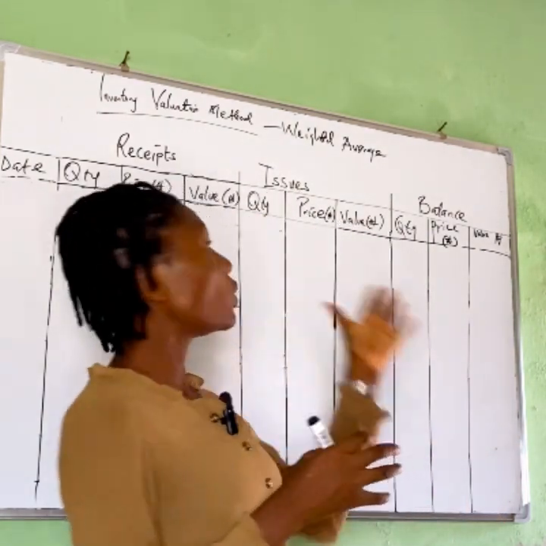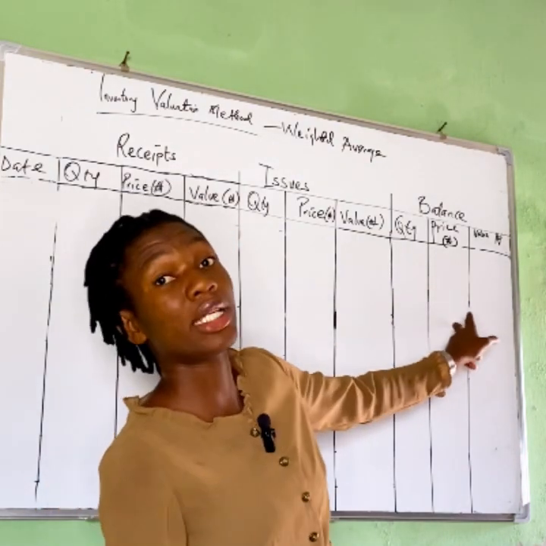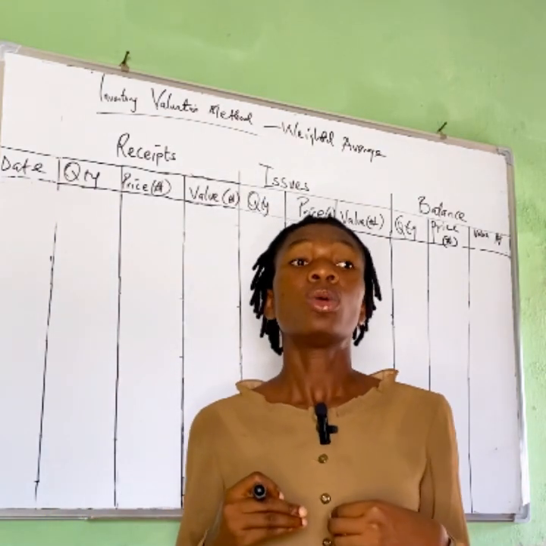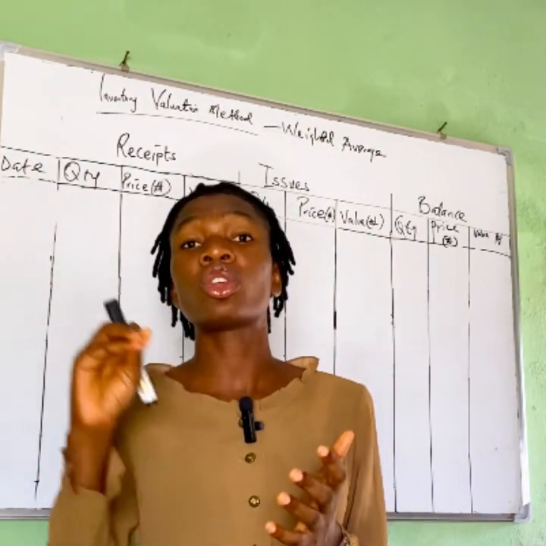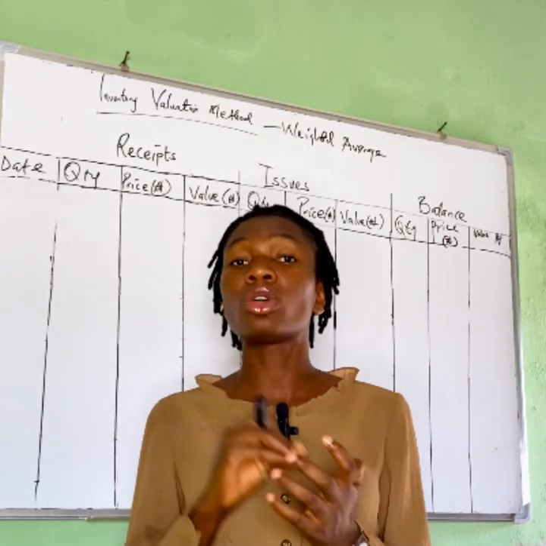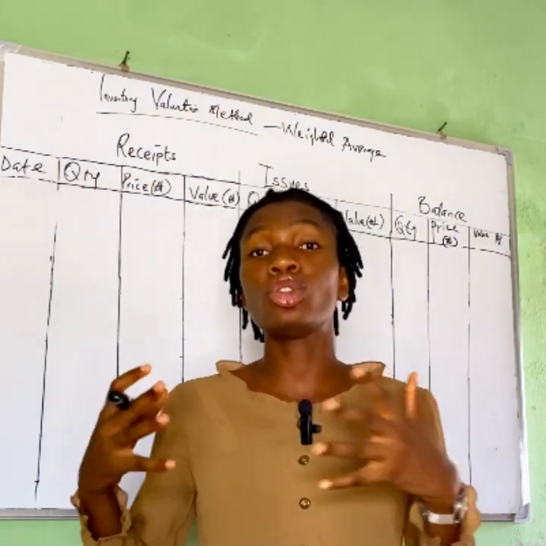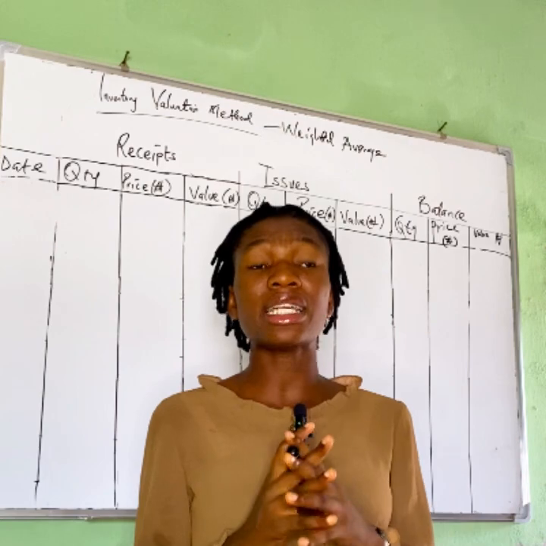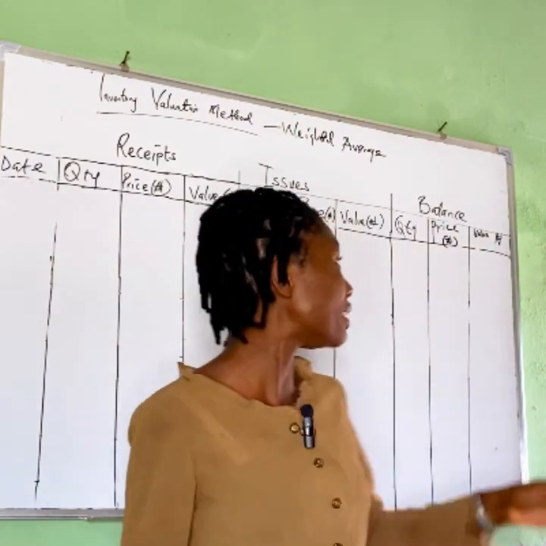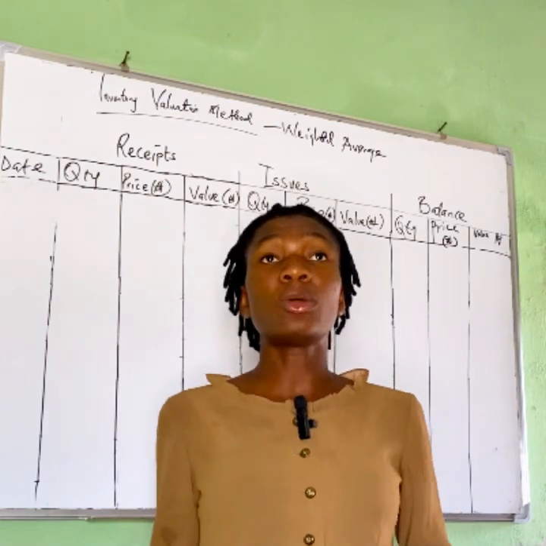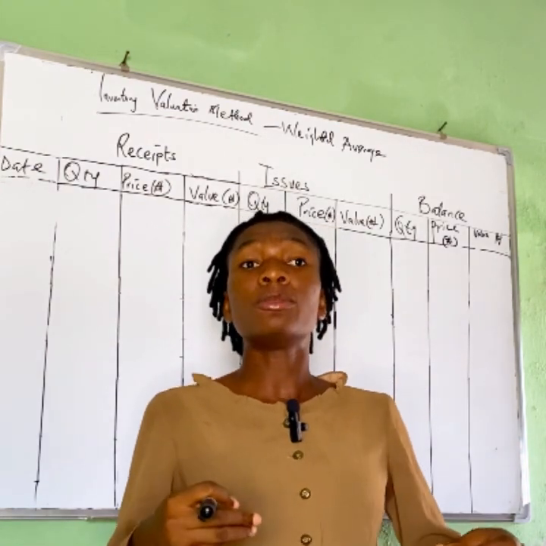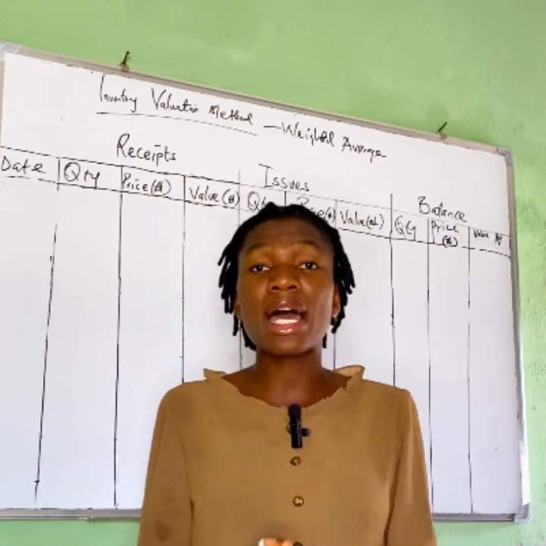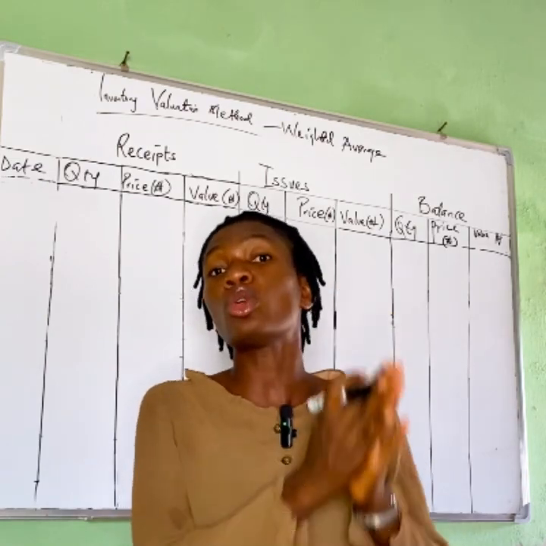Now, what do we mean by the weighted average method? As you can see, the balance is having a price. The weighted average method is that method where we calculate the price of the stock or inventory every time there is a new receipt. Whenever goods are received in the business, we try to take the average. We total the quantity and then we total the value, and we divide the total value over the quantity to get the price. That's the average price per unit of goods available.